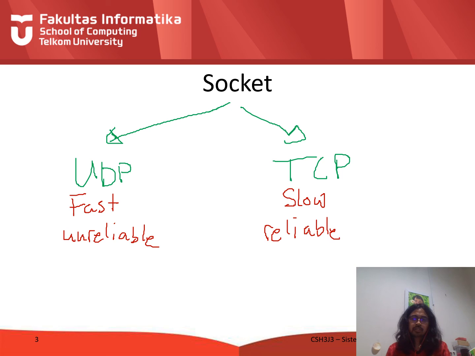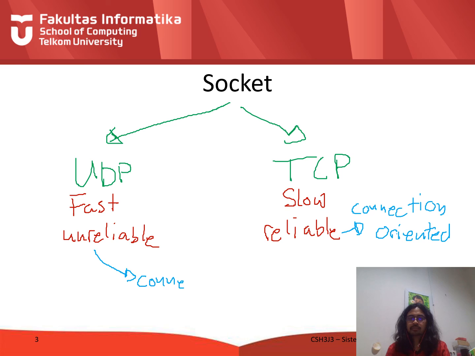How does TCP become reliable? It forms a connection. That is why TCP is usually called connection oriented. And why is UDP unreliable? Because it is connectionless, so it doesn't need to form a connection. It only sends and receives data blindly. And that differentiates the socket of UDP and TCP.